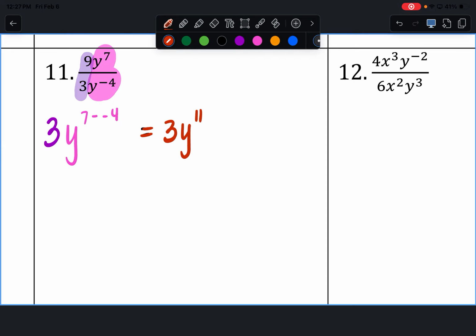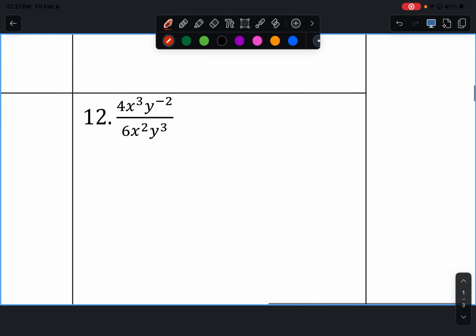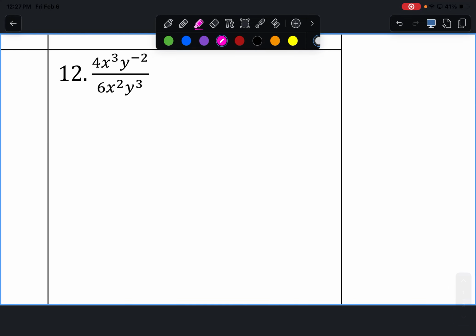All right, then we're going to look at number 12. Okay, so for number 12, let's look at our constants. We have 4 over 6. Can I divide 4 by 6? No, but can I simplify the fraction? What can I simplify 4 over 6 to? 2/3. All right, now we have x to the third divided by x squared. So it's going to be x to the 3 minus 2. Yeah, we subtract, which is 1. Okay, so it'll be x to the first.